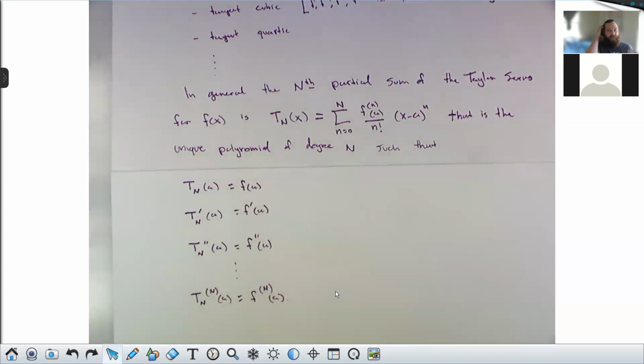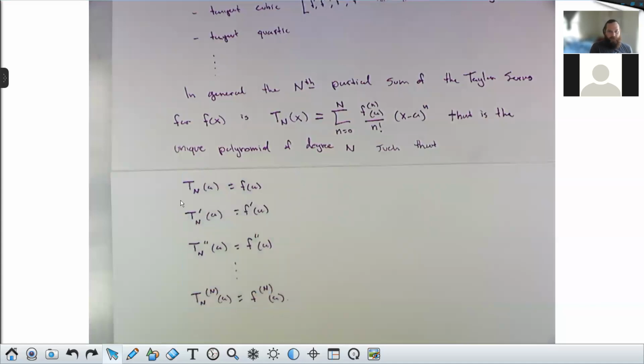So how did Taylor discover this stuff? What was he thinking about? What Taylor was thinking about was, okay, power series, polynomials. How can I pick the coefficients of that polynomial so that the first derivative of my polynomial is the same as the first derivative of my function that I want a series for? How do I pick the coefficients of that polynomial so that the second derivative of my polynomial is the same as the second derivative of the function I'm looking for? And so on. So this is the guiding light for Taylor.